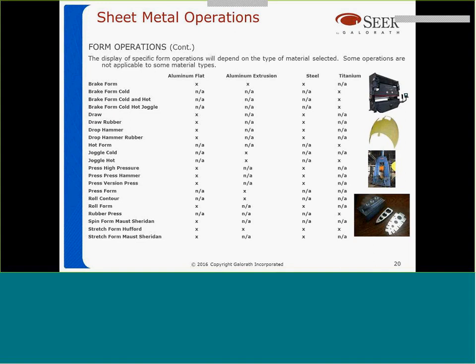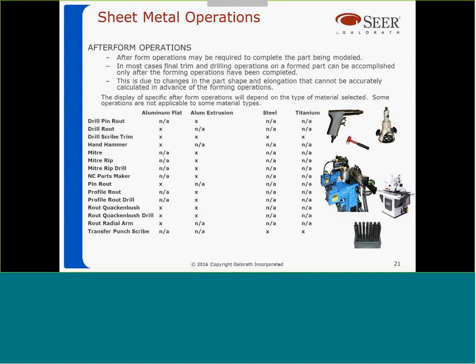As far as forming operations are concerned, we typically include aerospace-type forming operations: brake form, drop hammer, hydroform, roll forming, spin forming, all the kinds of things that you typically do in the sheet metal arena for sheet metal parts.